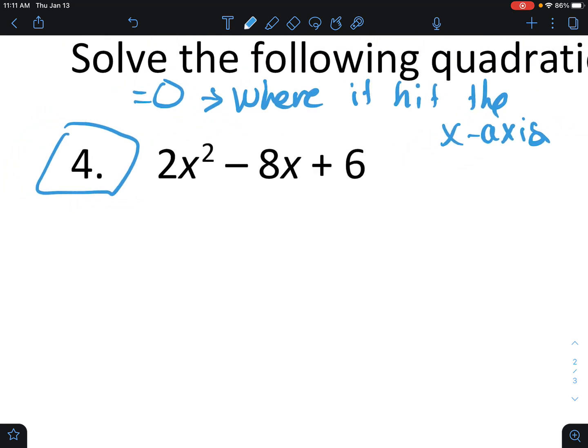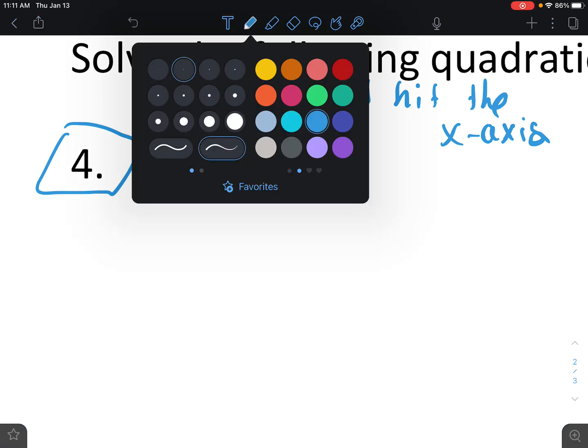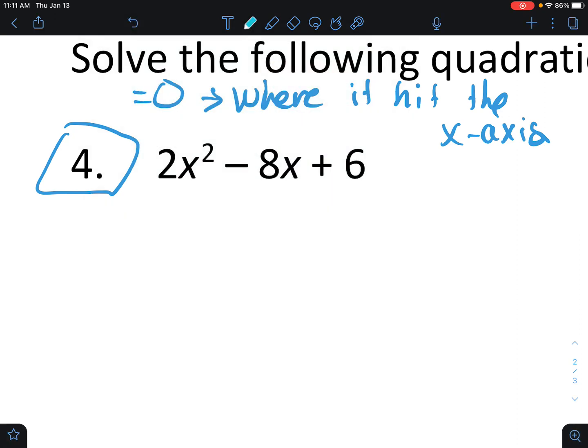If I'm factoring this, the very first thing I need to look for is the greatest common factor. So I need to think, what is the greatest common factor of 2, 8, and 6. Well, if I think about that, that's going to be 2. So the 2 gets to go up front. And I'm going to put my leftovers back on the inside. So 2 divided by 2 gives me 1x squared. Negative 8 divided by 2 gives me negative 4x. And 6 divided by 2 gives me plus 3.